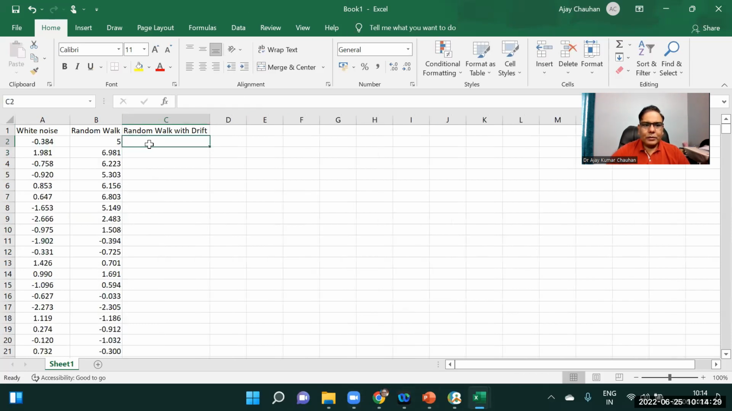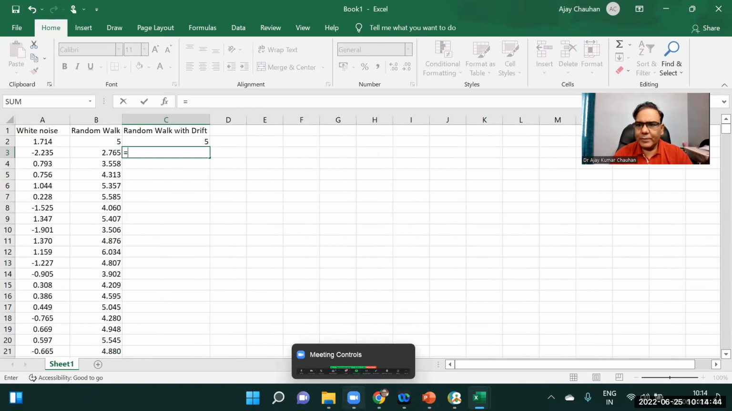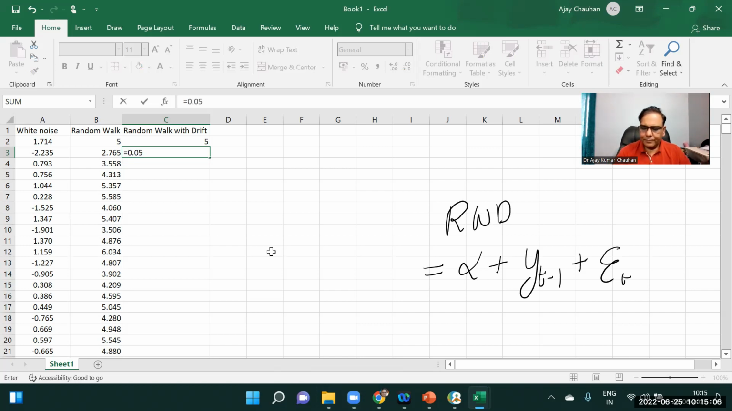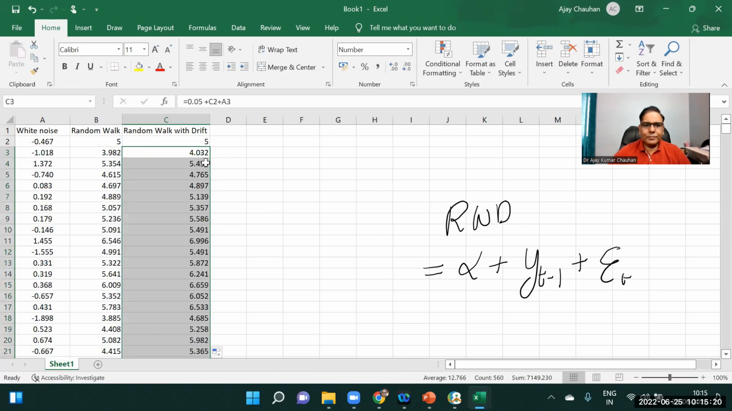So let's say the price value is 5, and I'm just adding a drift of 0.05. What is the equation? Let me write the equation first. Random walk with drift is equal to alpha plus Yt minus 1 plus Et. This is the equation of random walk with drift. Let's say drift is 0.05. This is the drift, plus the previous value, plus the error term. So this is my equation, random walk with drift, and let's plot it.